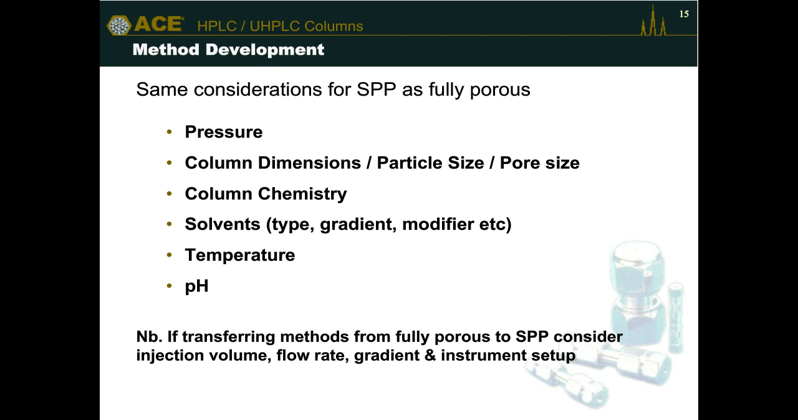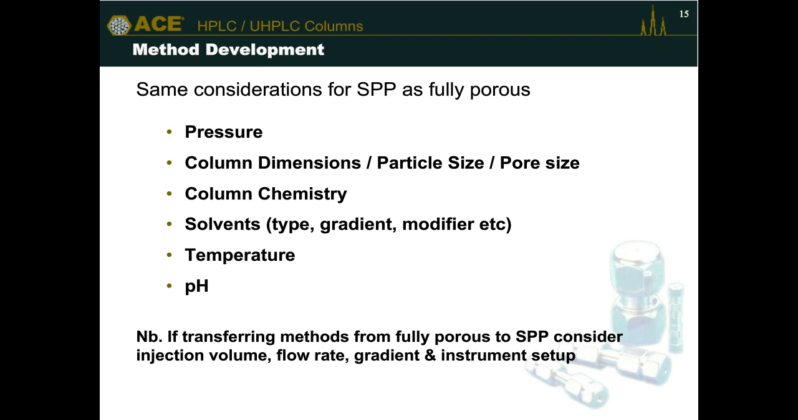One thing just to bear in mind if you want to do more of a transfer of a method is that you have a different porosity on these solid core columns compared to a fully porous column. So you need to consider injection volume, flow rate, gradient, and instrument setup if you're moving, say, from a 5 micron fully porous to a 5 micron solid core.